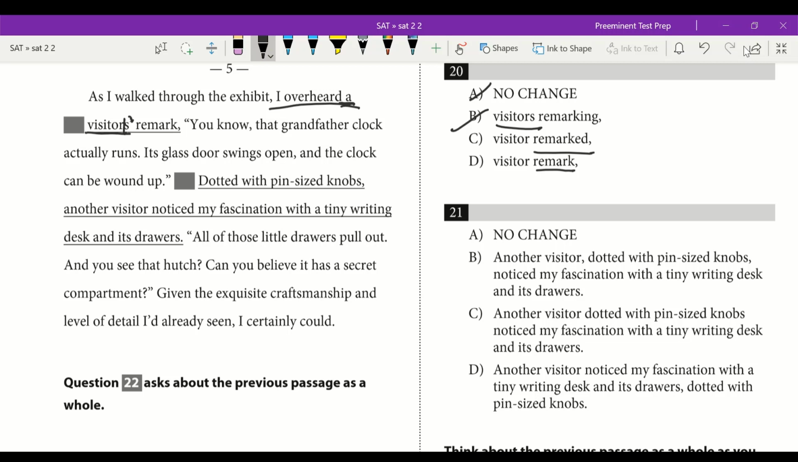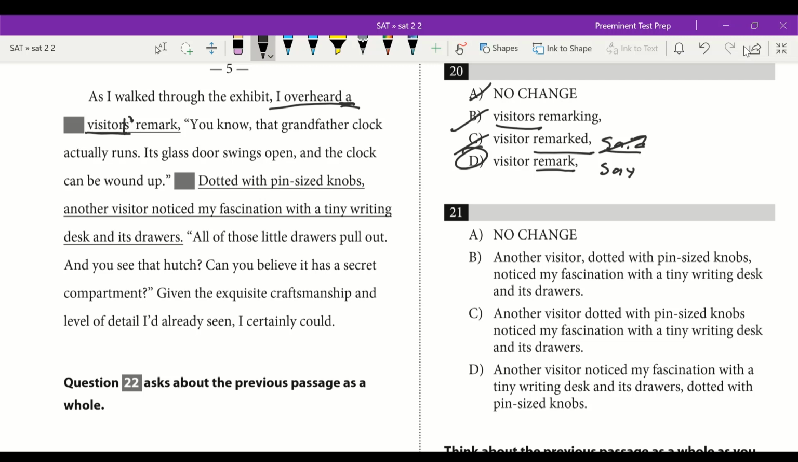Because that's what the difference is between remarked and remark. Remarked would be if it was like said, and remark would just be if it was say, right? So I overheard a visitor say, and then something, right? Versus I overheard a visitor said something. Well, said is past tense. We don't want that. We need present tense, right? So our answer there is going to be B.